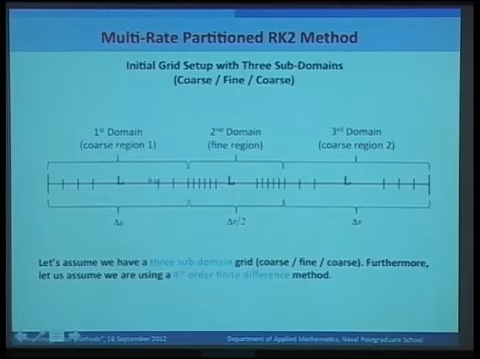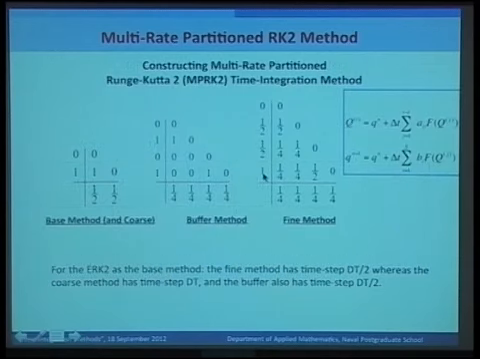Okay, so then here's how you do it. Let's assume we have three domains. We have a domain that's coarse, we have a domain that's fine, and a domain that's coarse again. Then the idea is, okay, the problem is going to be at these interfaces, and you'll see that in a minute. One thing that you find is that, again, if you start off with the base method, it looks something like this.